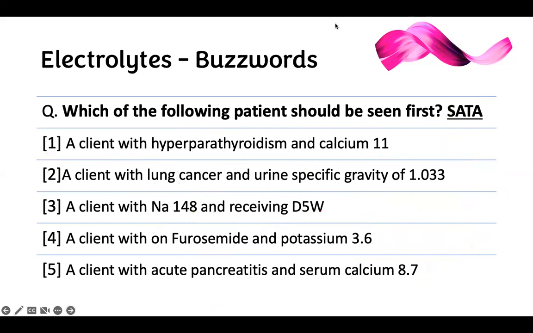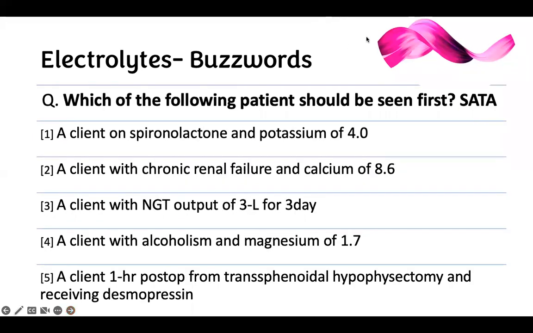So let's try the next one. Which of the following patients should be seen first? A client on spironolactone and the potassium of this. Spironolactone, you ask yourself, what is the buzzword here? This is potassium sparing, so it increases your potassium. Patient potassium is 4.0. It's normal. It's going to increase it, but it has not increased it. They give him 4.0. I'm not seeing the patient. There's nothing for me to worry about with this patient.